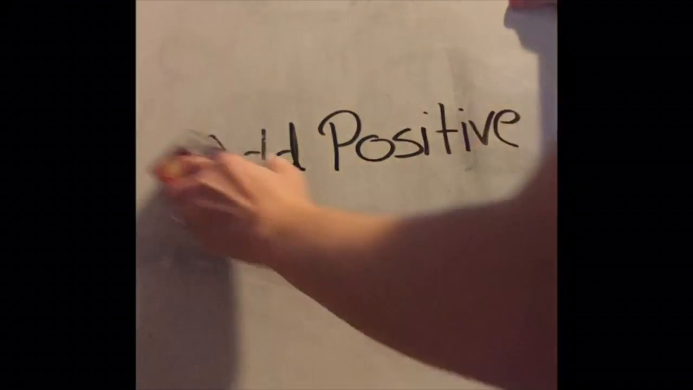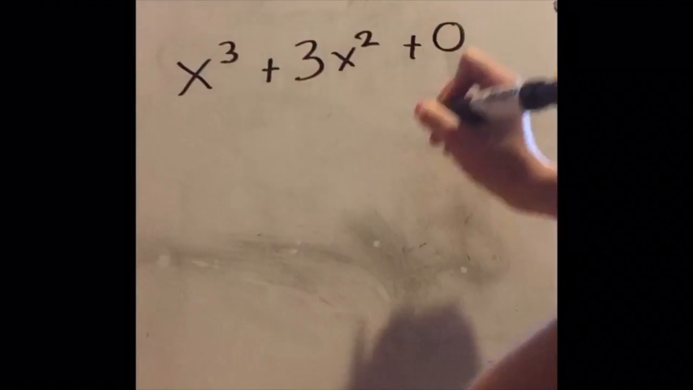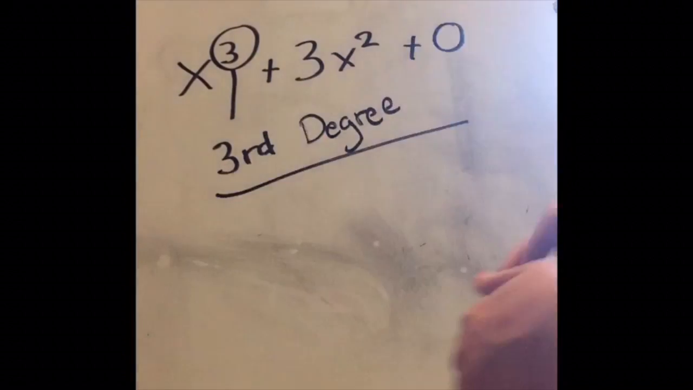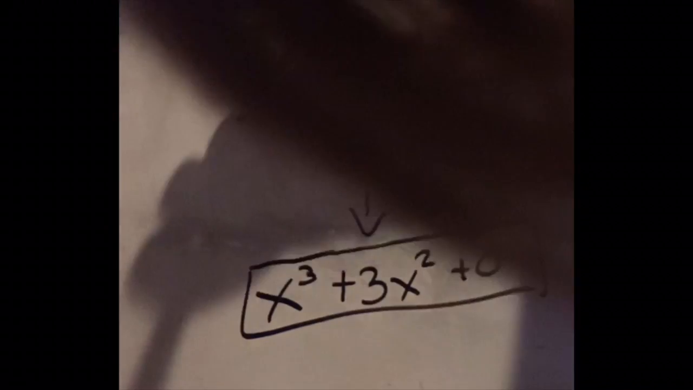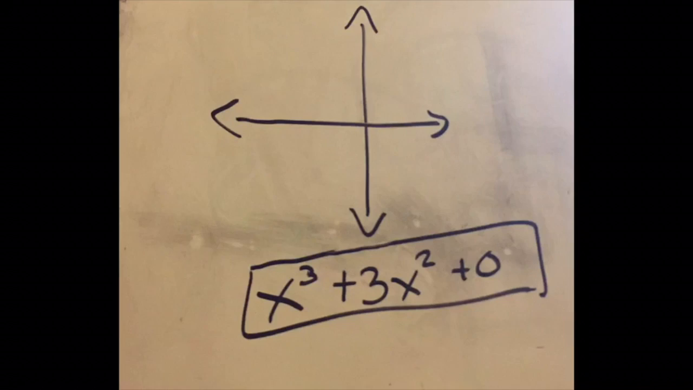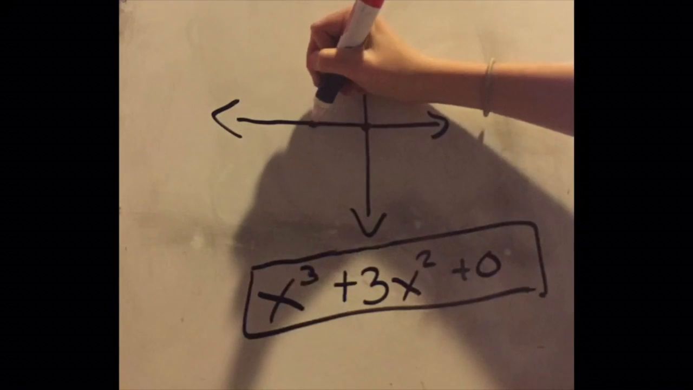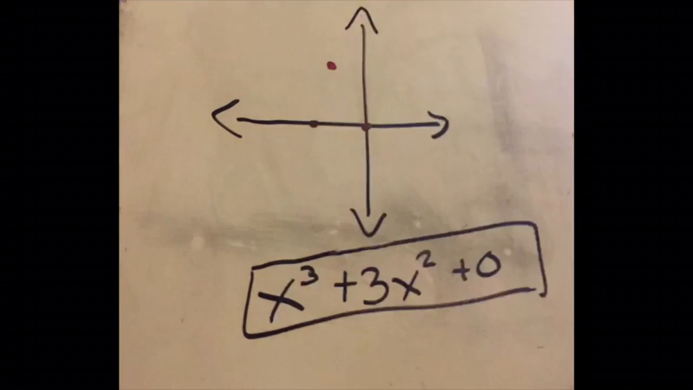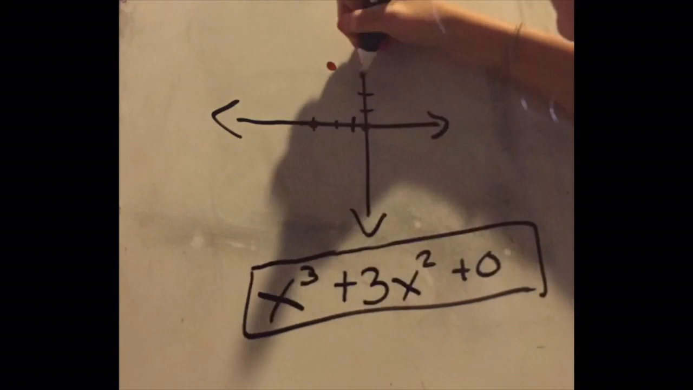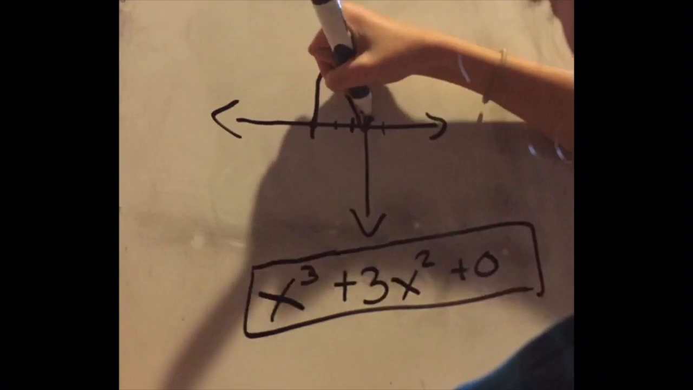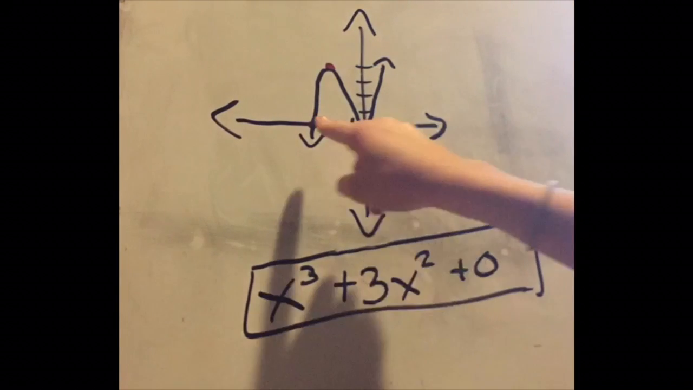Our function is odd positive and is x cubed plus 3x squared plus 0, and is a third degree function. This is our graph. You can tell that the y-intercept is (0, 0) by the equation, with the turning points of (0, 0) and (0, -3). The turning points are (0, 0) and (-2, 4). You can find the zeros by using Descartes' rule of signs, discussed later in the video.